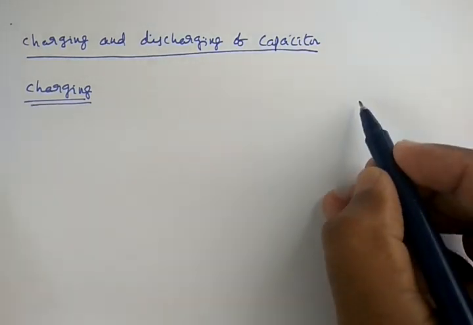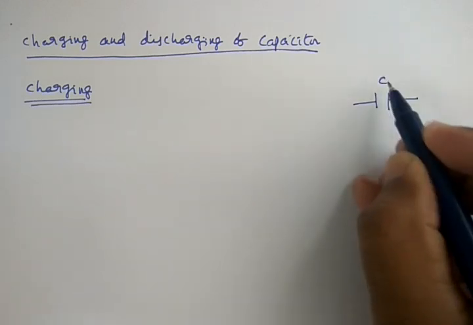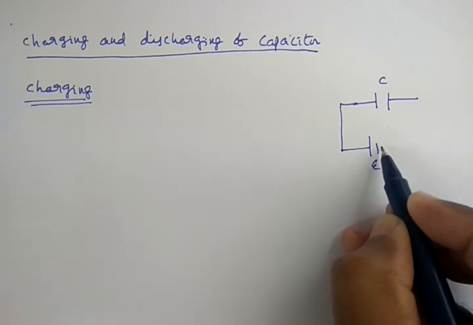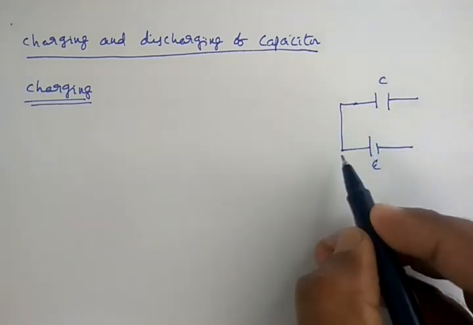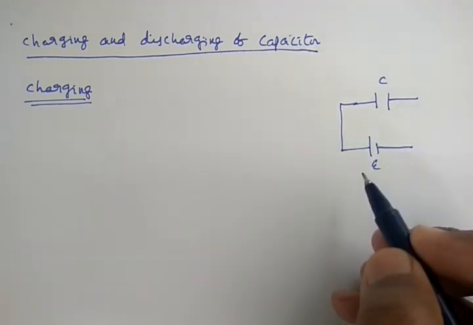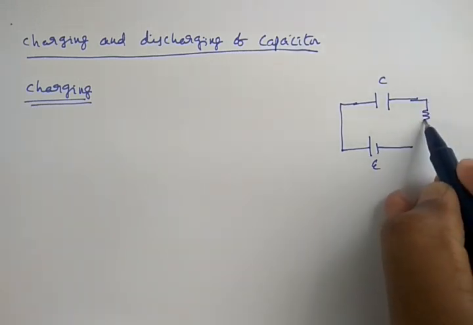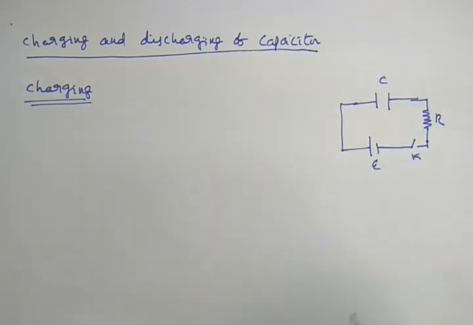So now I am taking a capacitor of capacitance C. Now I am connecting this capacitor to a battery of EMF E. Let us assume that the battery has internal resistance, and these connecting wires also have some resistance. Let us take combinedly the resistance of the circuit as R, and you can even take a switch here. Assume that at time t is 0 you are closing the switch.